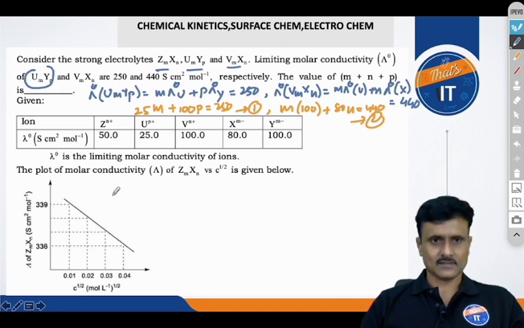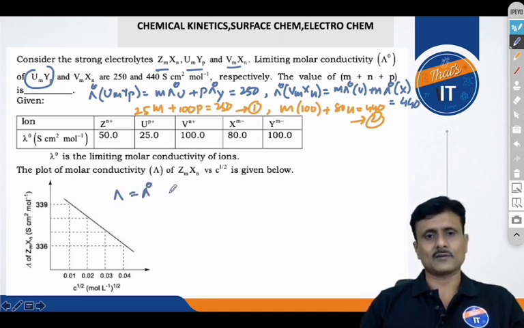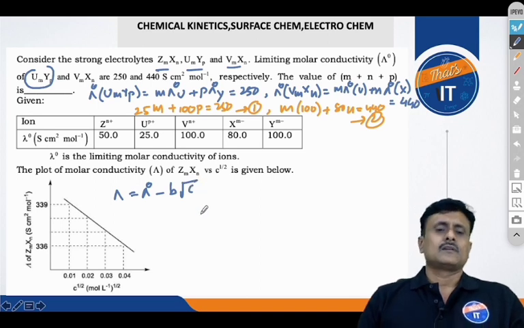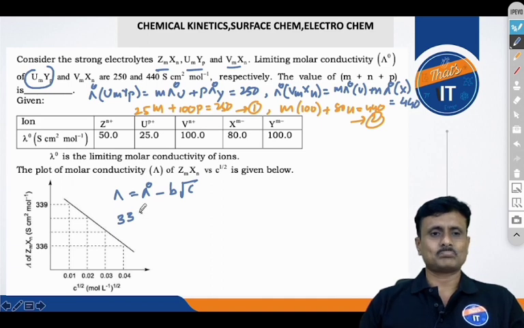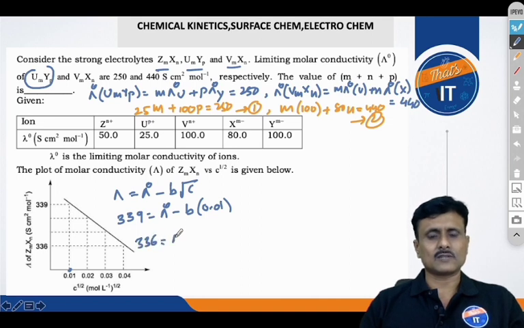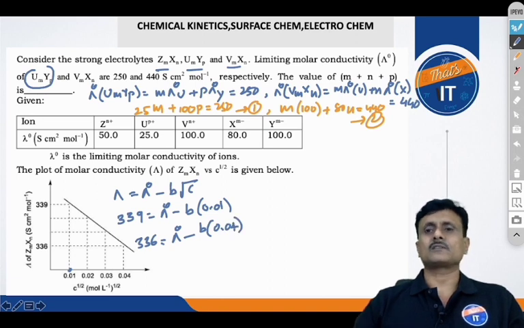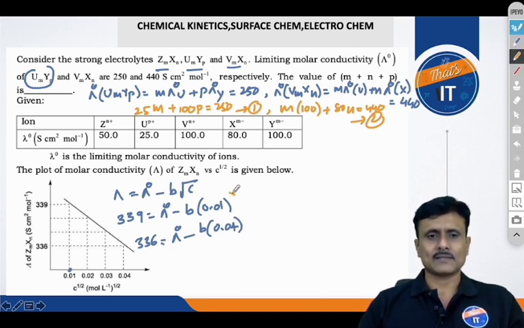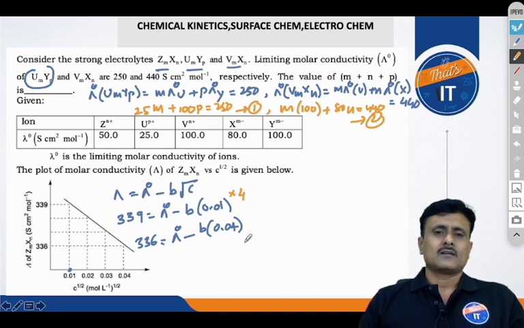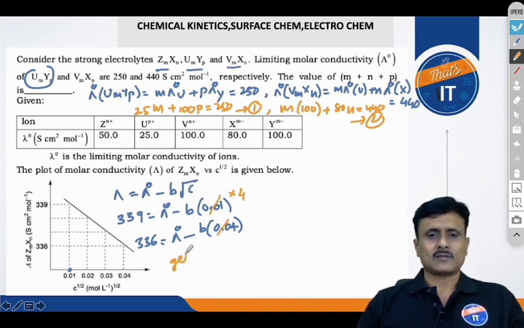You can see that the relationship between the conductance versus the concentration is this, right? Now we can see the values. For 339, you have lambda naught minus the constant b into the square root of c value 0.01, and the other value is also given, that is 336, which is equal to lambda naught minus b into 0.04. So you have these equations. I want you to multiply this by 4, so that this gets cancelled and you get the lambda naught of the substance ZmXn.